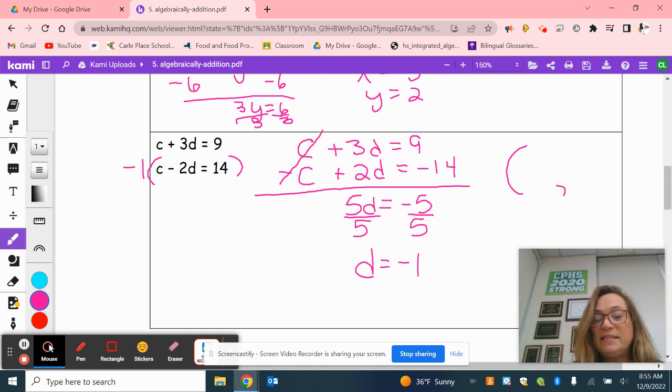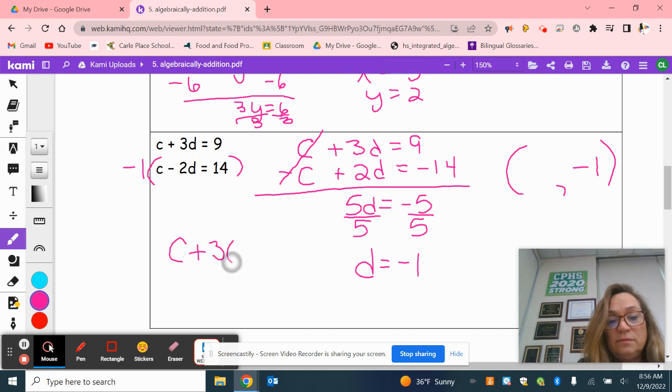So I don't have the C yet, but I have the D. So now I just need to find the C. Okay, so I'm going to plug that in or substitute. C minus 3 equals 9. The opposite of subtracting is adding. So C equals 12.